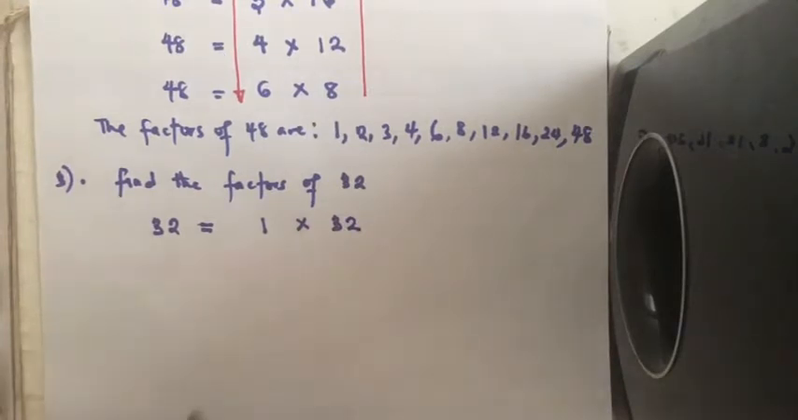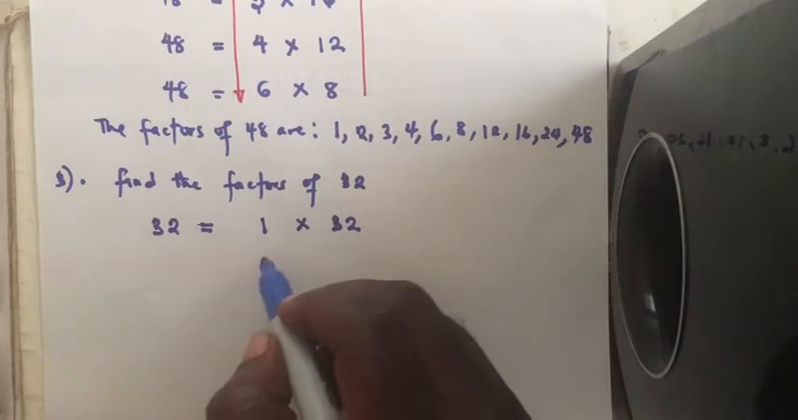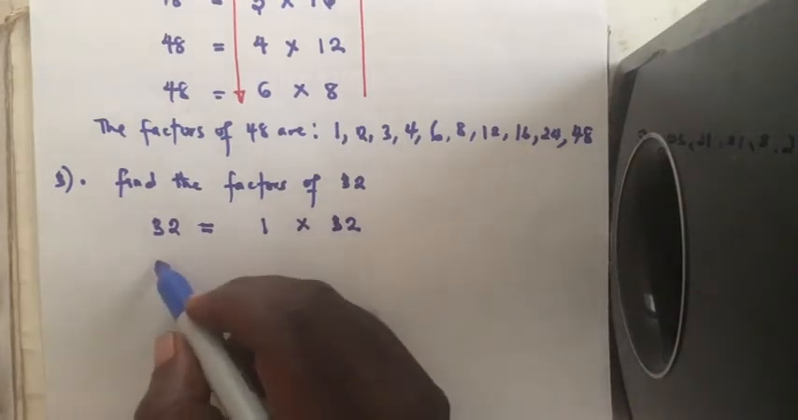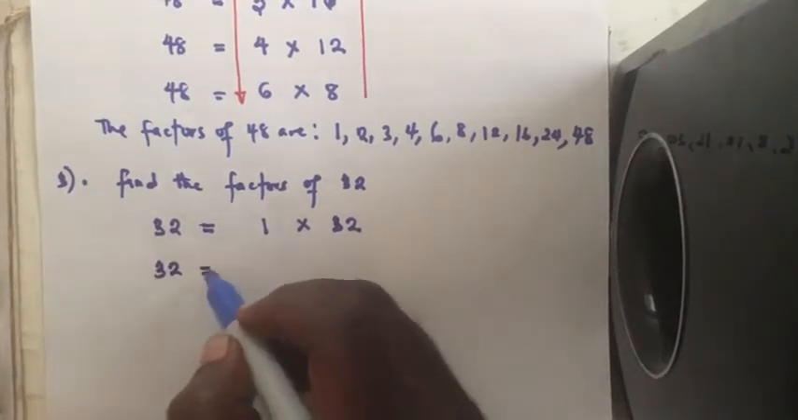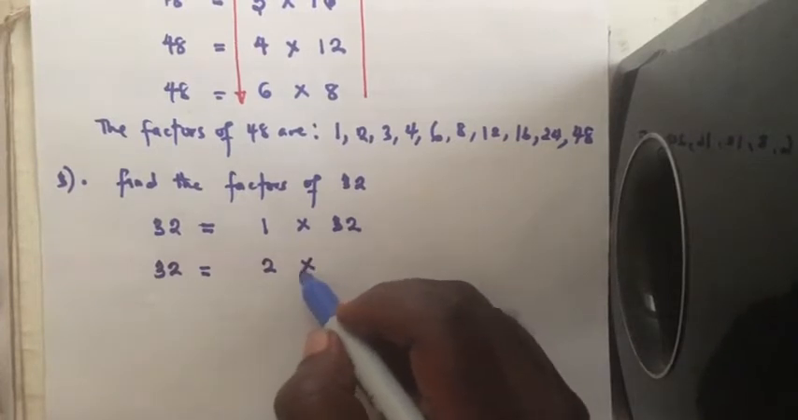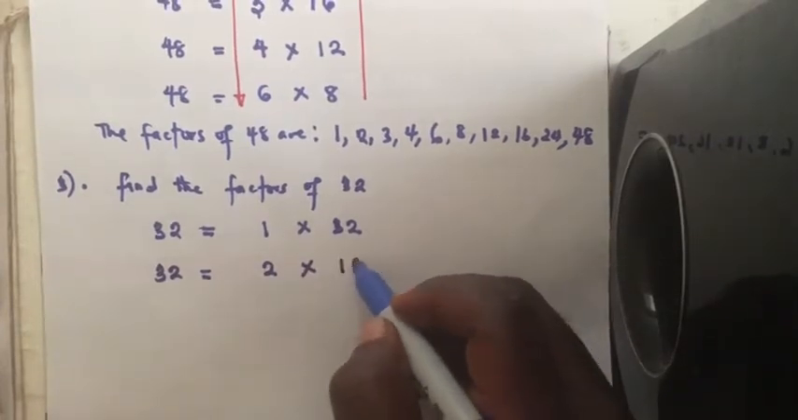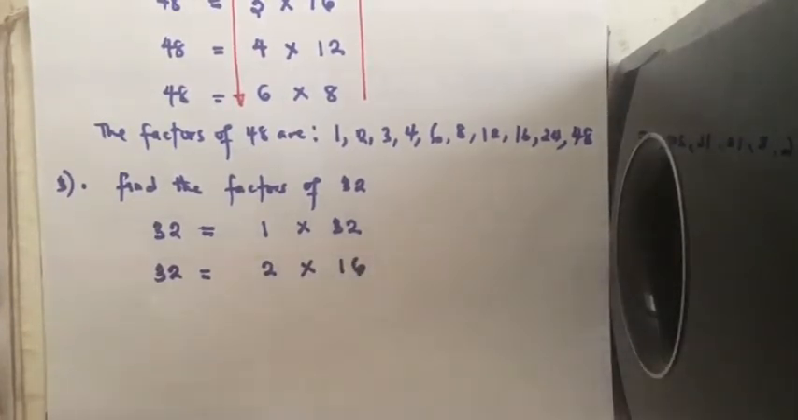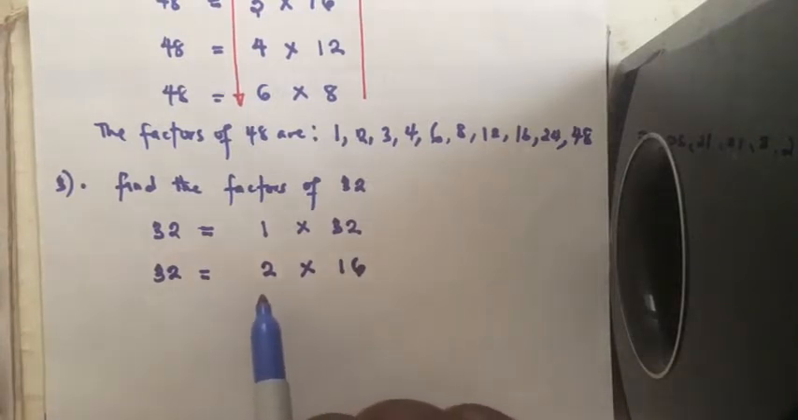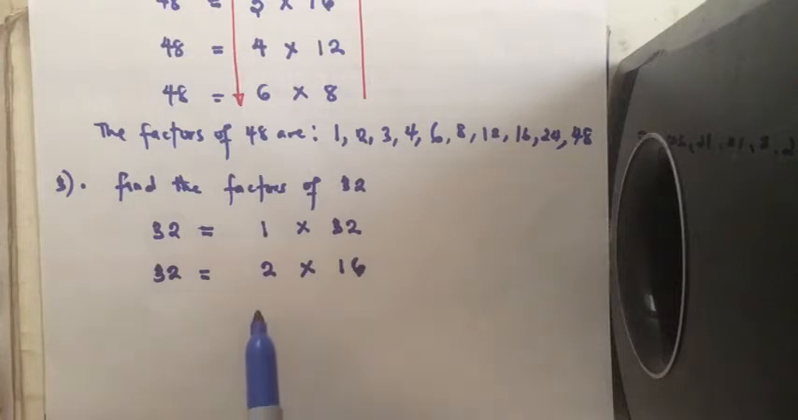What's the next digit after 1? It is 2. 2 is also a factor of 32. You write 32. This will give us 2 times 16. 2 times 16 will give us 32. After 2, what is the next digit? The next digit is 3, but 3 is not a factor of 32. After 3, what's the next digit? The next digit is 4.